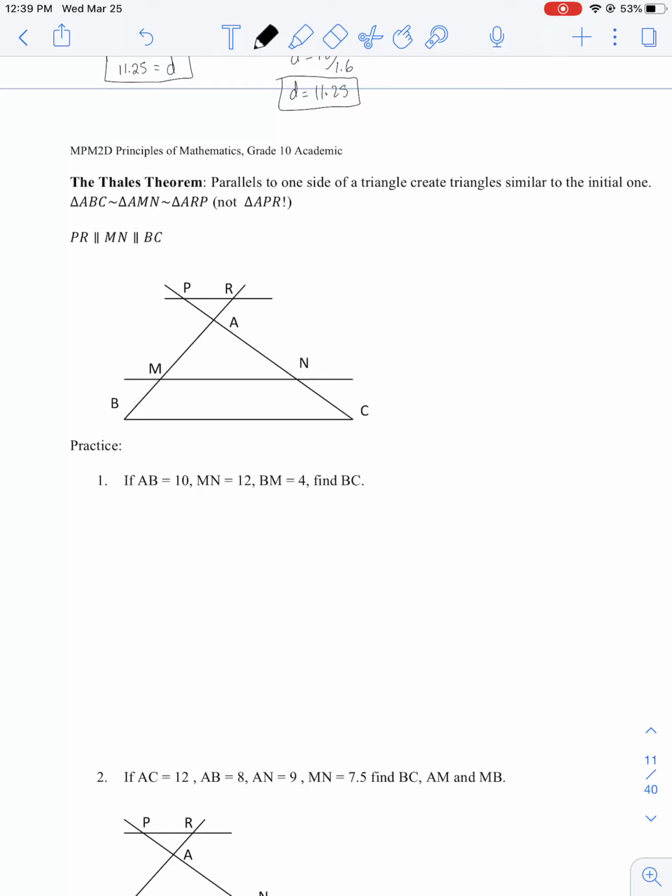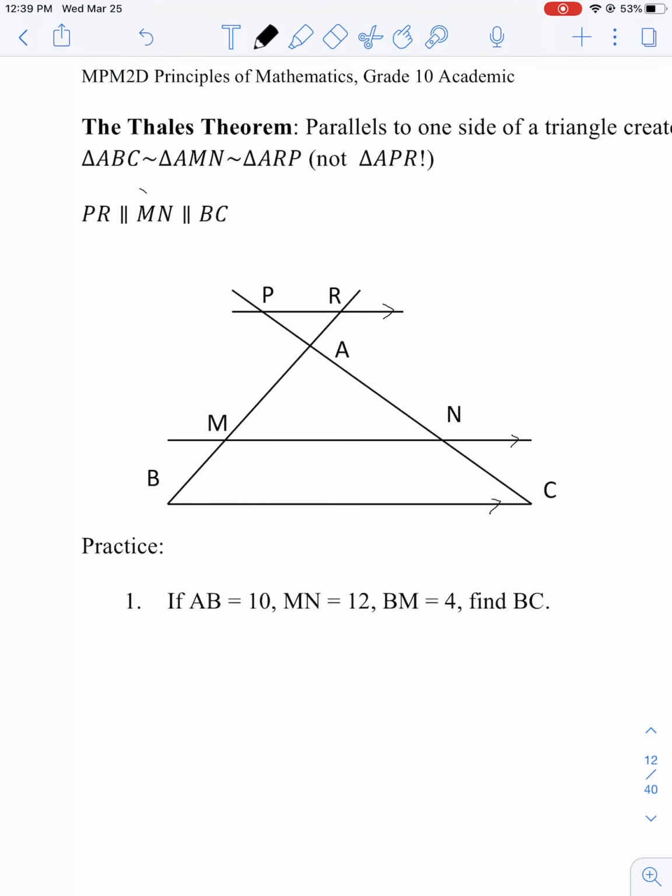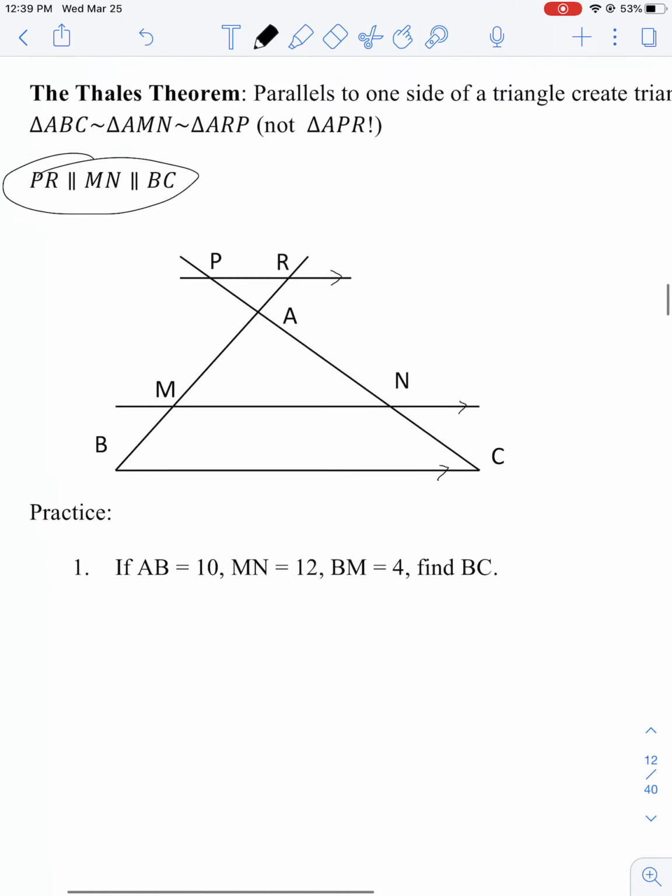So now we're going to take a look at a new set of triangles. Notice there's 3 sets of triangles here. Before we do anything, I want you to put 3 arrows on these 3 parallel lines, showing that lines PR, MN, and BC are all parallel. If these lines were not parallel, we could not do this question. So first thing we're saying right here, lines have to be parallel.